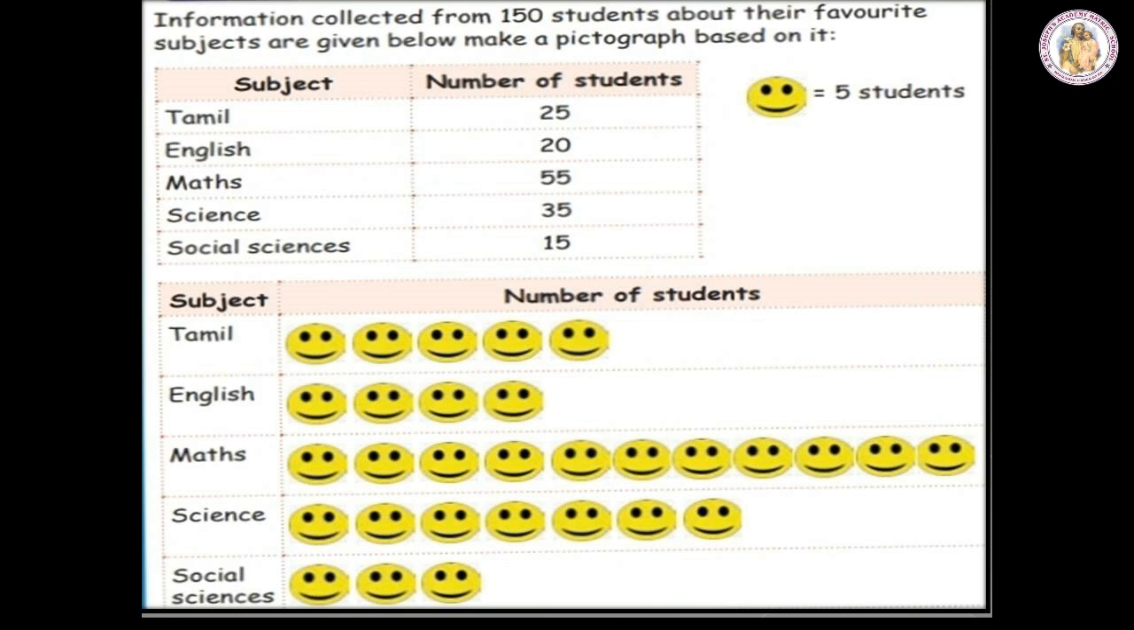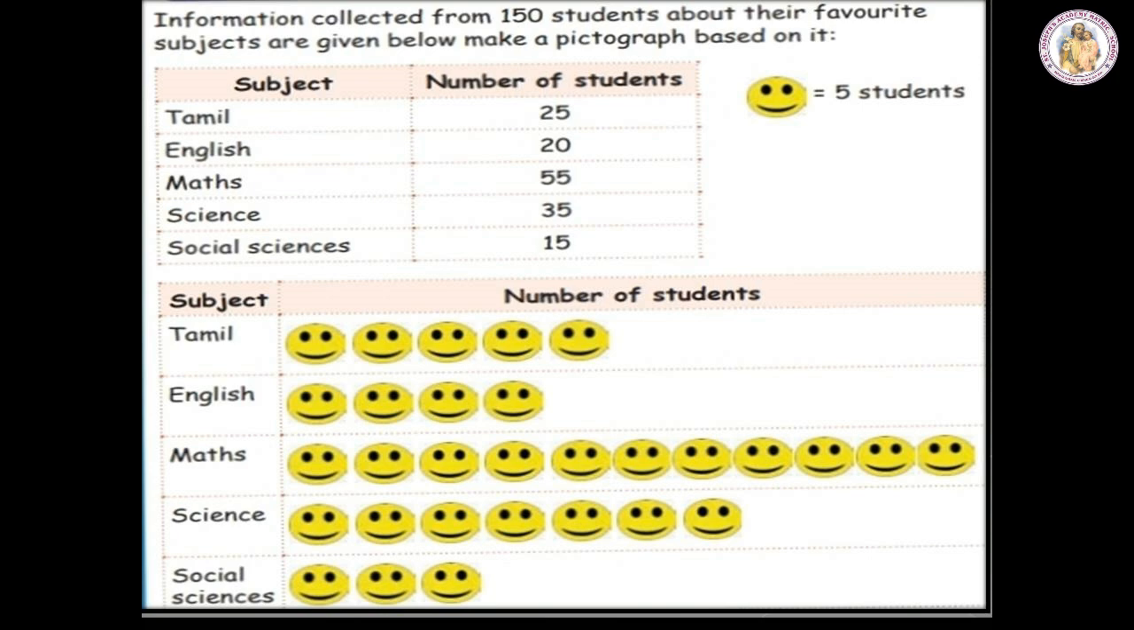That is 25 students. In English, 20 students. In Maths, 55 students. In Science, 35 students. In the last one, there is Social, that is 15 students. One smiley ball equals 5 students.